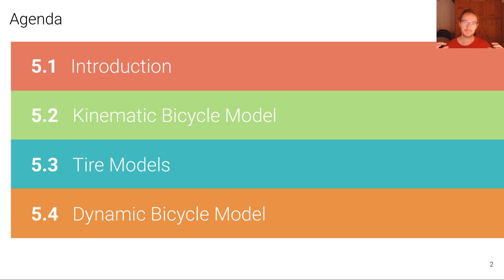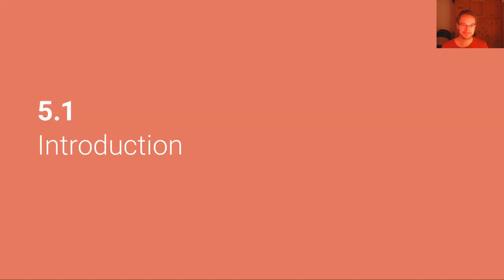But then we're also going to look at tires and how tires actually change this behavior. It is not sufficient, in particular at higher speeds, to just consider the kinematic model, but we have to actually model also dynamics. We have to model forces and friction and slip. And this is what brings us then to the dynamic bicycle model, which we'll cover in the 4th unit. So let's get started with the introduction.